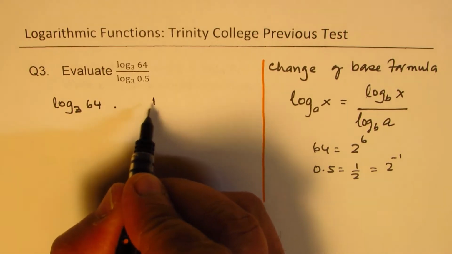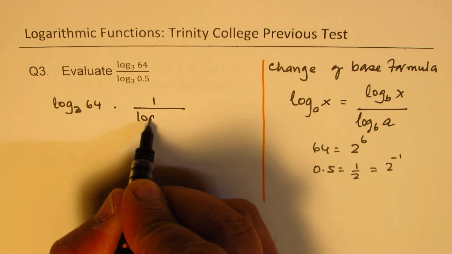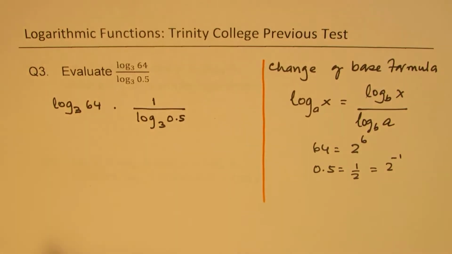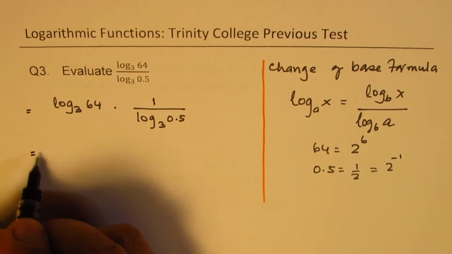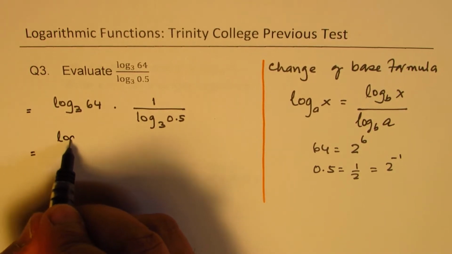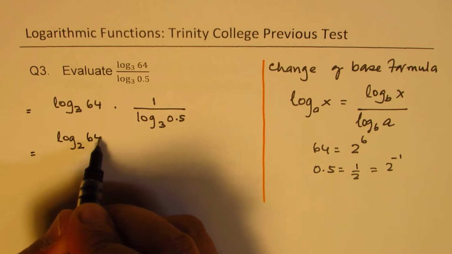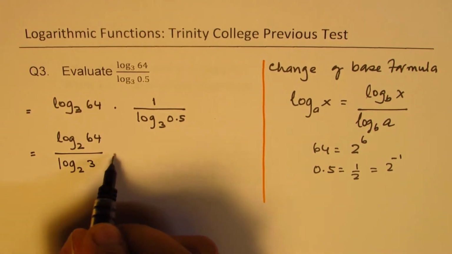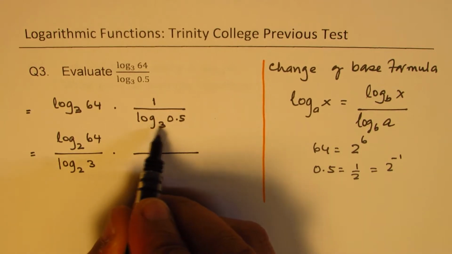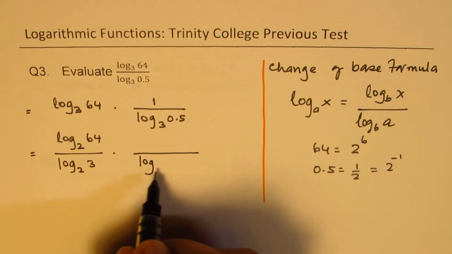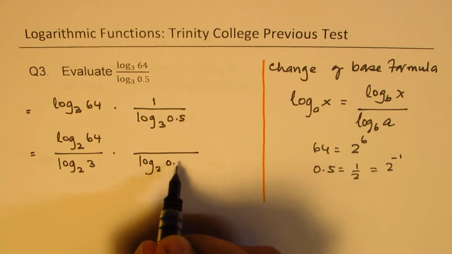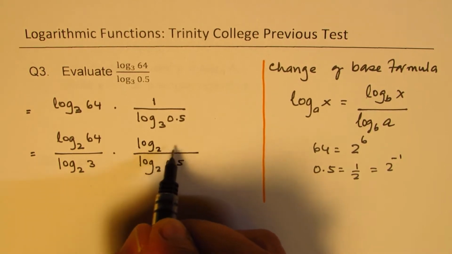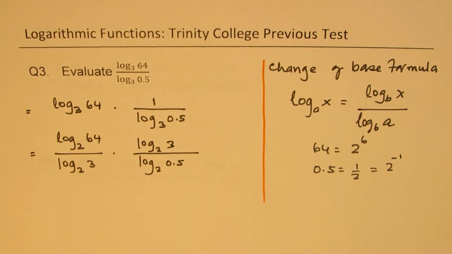Let's write like this: 1 over log to the base 3 of 0.5, correct? Now, changing the base means we'll change the base to 2. So log to the base 2 of 64 divided by log to the base 2 of 3. Here, it's in the denominator. We'll write this as log to the base 2 of 0.5, and divided by means it comes in the numerator, log to the base 2 of 3.